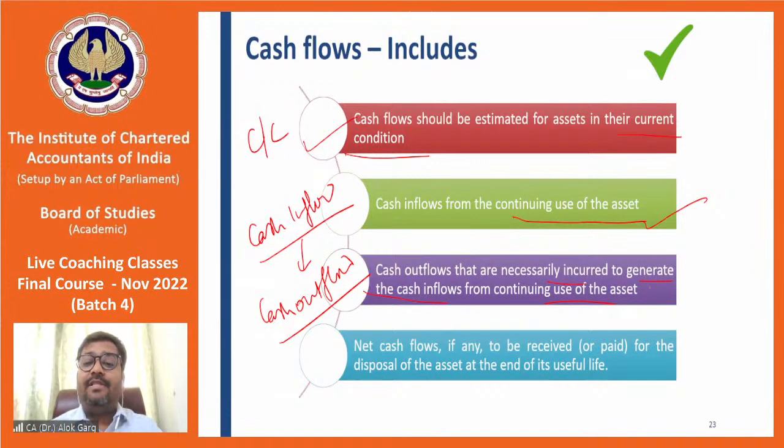Net cash flows, if any, to be received or paid for the disposal of the asset. This is talking about the terminal cash.